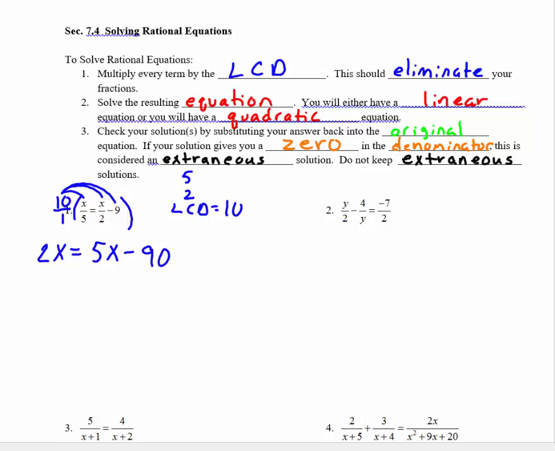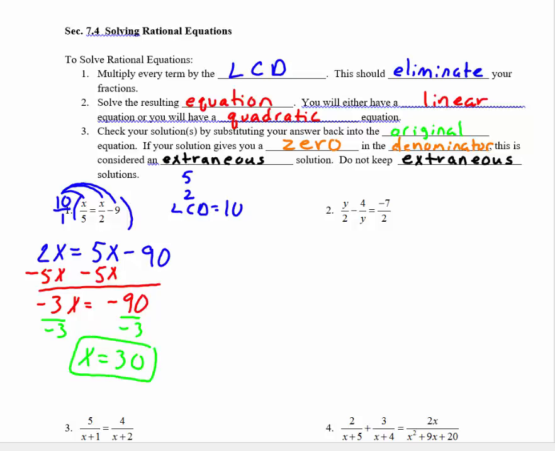This is considered a linear equation, so I'm going to subtract the 5x to bring the x's to the left-hand side. So we get a negative 3x equaling negative 90. To get x by itself, I'll divide both sides by negative 3. And negative 90 divided by negative 3 is 30. I should check my answer. I'll leave you to do that, but it does check out.